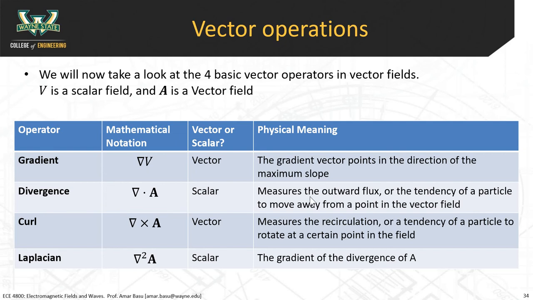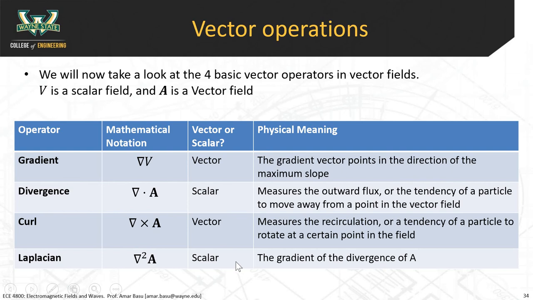The third one is the curl, or del cross A. It's a vector quantity. It measures the recirculation, or tendency of a particle to rotate at a certain point in the field. In other words, how much does this field rotate? The curl is a measure of that. And the Laplacian is a scalar quantity that's a measure of the gradient of the divergence of A. So how quickly is the divergence changing as we move in a certain direction? That's what the Laplacian is.